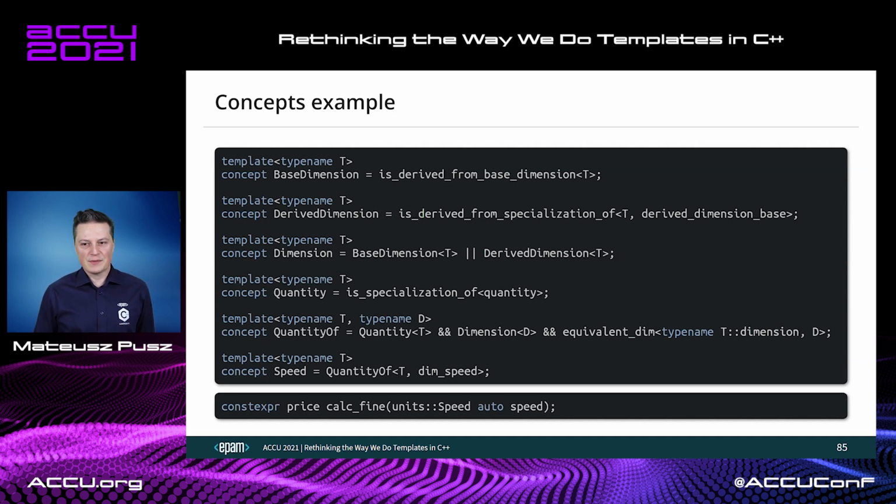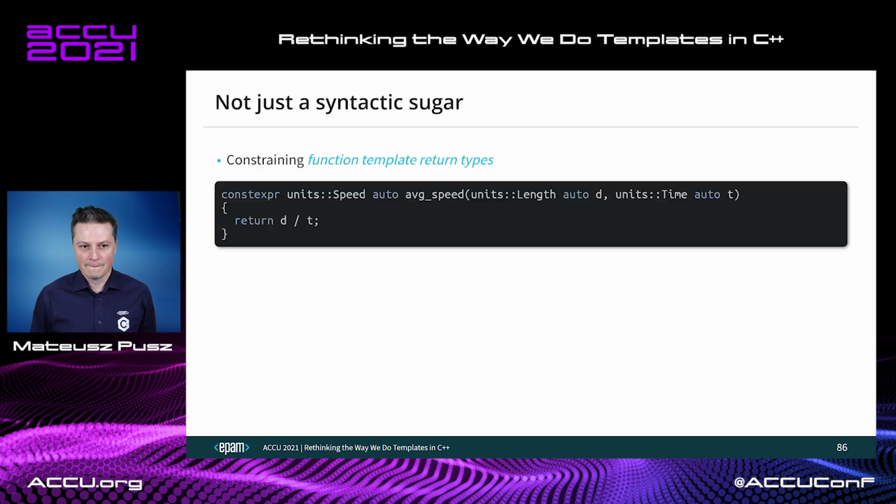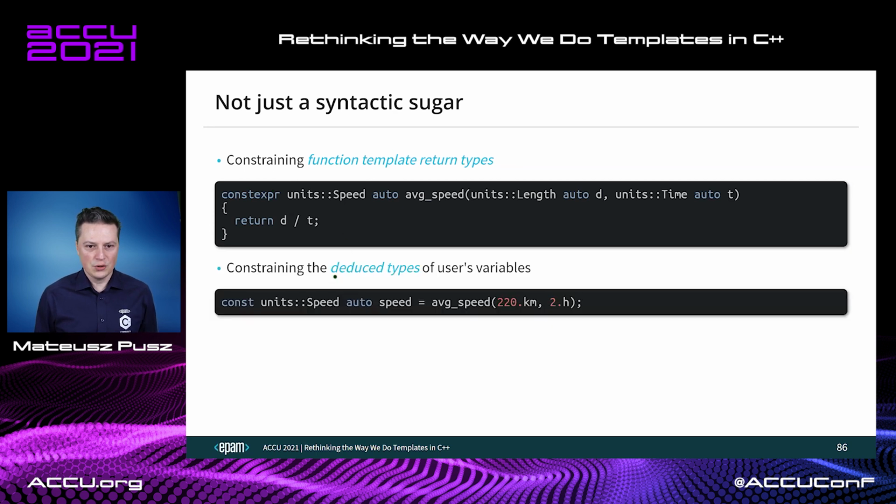Some guys say that concepts are just syntactic sugar to make things easier to type, easier to maintain, so basically you can replace those with old practices. But this is not true. For example, how would you constrain the function return type with old practices like enable if? How would you constrain a user variable on the stack of the function, taking the value from this function?